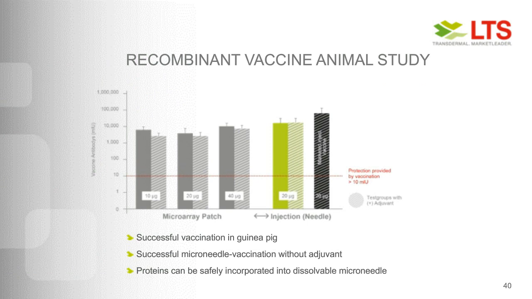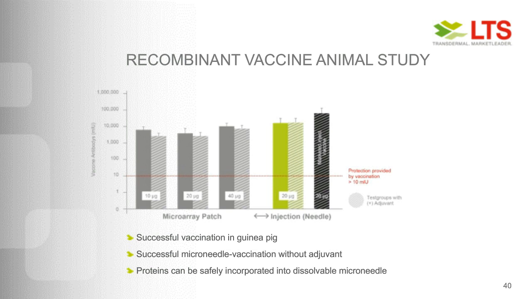The threshold was at 10 milli-units antibody count, and it was not a problem to reach that. In the graphic, there's always a solid column and a striped column. The striped column was always a test group with an adjuvant, and the solid column is without one. And you see there's no significant difference. So in this case, we didn't need an adjuvant to reach the same levels.